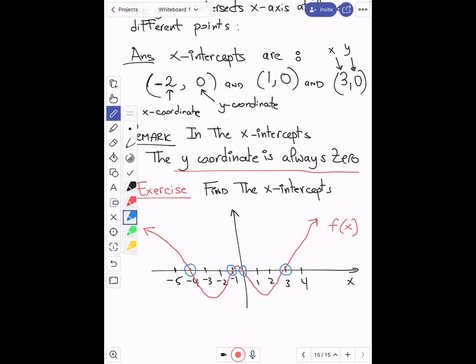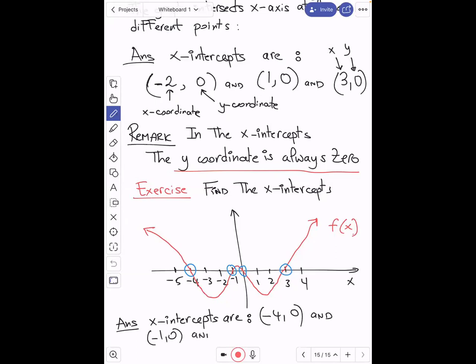So final answer, as Matthew said, so x-intercepts are negative 4, 0. So again, please use a points notation for the answer of the x-intercept. Negative 4, 0, and then you have negative 1, 0, and then 0, 0, because this is just a 0 right here, 0, 0, and then finally 3, 0.